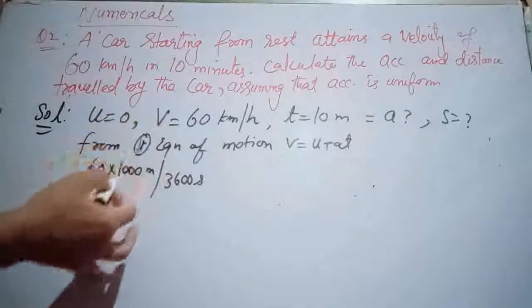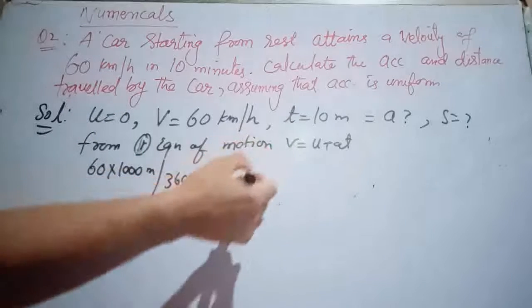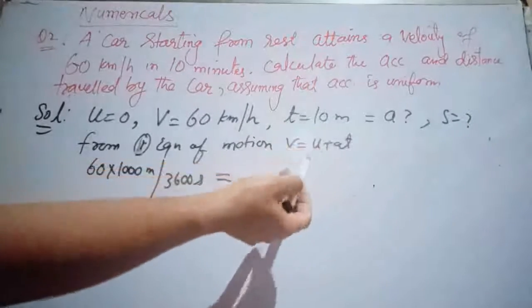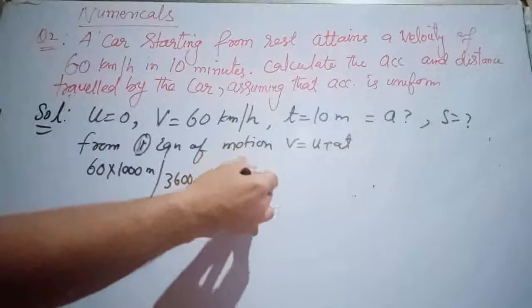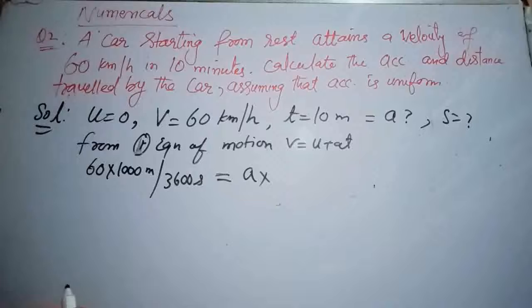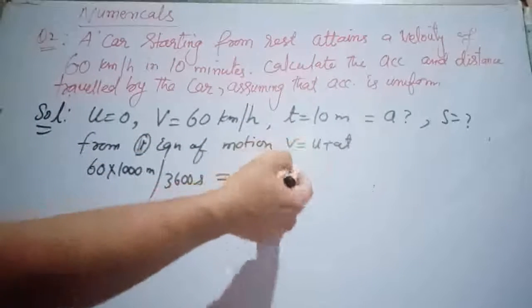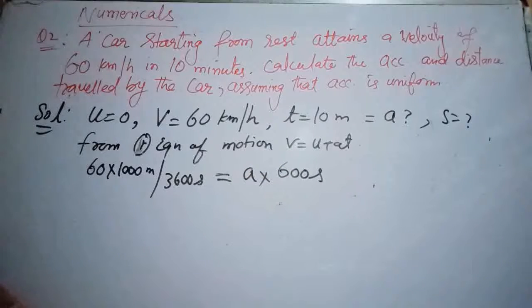Instead of v, I have written this one, is equal to u, which here is 0, so I need not write the u here, and a I have to find, and instead of 10 minutes I will convert this minute into second. So 10 minute is equal to 10 into 60, which is equal to 600 second.